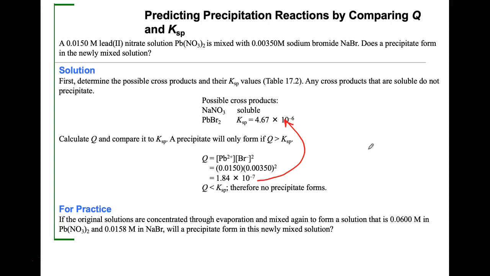Why don't you try this one now? If the original solutions are concentrated through evaporation and mixed again to form a solution that is 0.0600 molar in lead nitrate and 0.0158 molar in sodium bromide, will a precipitate form in the newly mixed solution? So pause the video and answer this one, and then come on back and see the solution.